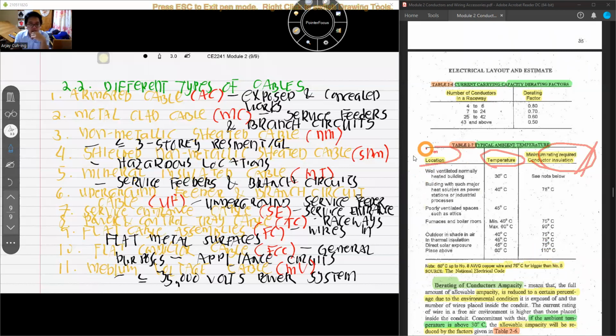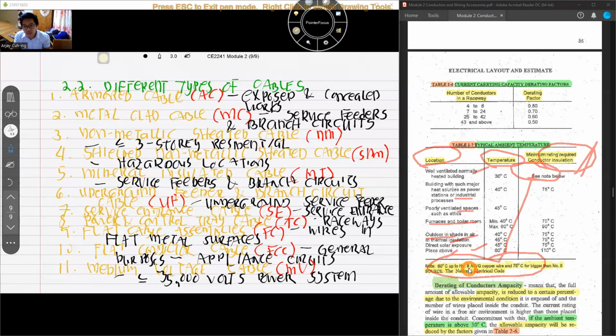So, depende yung class dun sa ating environment or yung location. So, titignan nyo kasi yan, normally ventilated ba siya, kung saan niya kinukuha yung power source niya class, kung poorly ventilated, kung yung location ba natin is a furnace or boiler room. So, outdoor ba siya in a shade, air? Okay. In thermal insulation, direct solar exposure, or place above. Okay. So, kung titignan nyo kasi itong C note below, more or less, depende na to sa wire size.